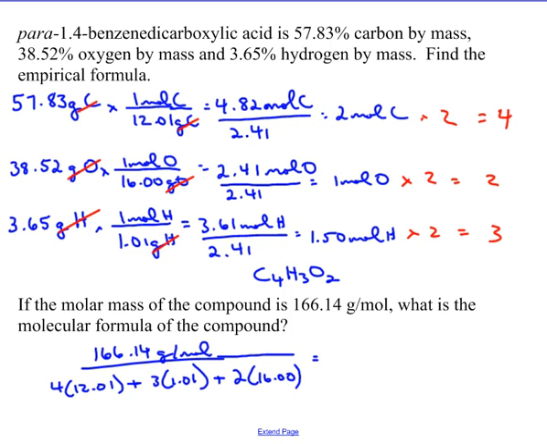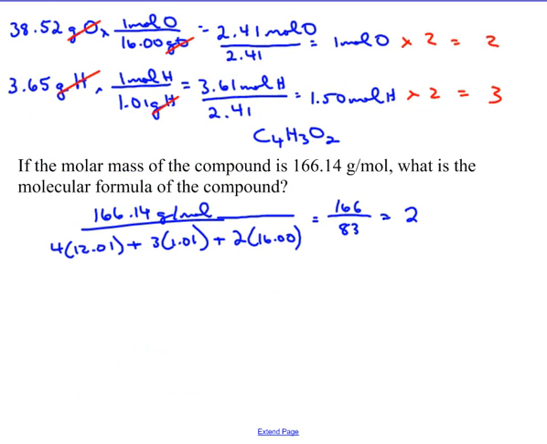So when I do that, I get 166 divided by 83, which is about 2. We know the molecular formula is going to be a whole number, so that's going to mean even though the empirical formula is C4H3O2, our molecular formula, we need to multiply each of those by 2, so we have C8H6O4, and that's our molecular formula.